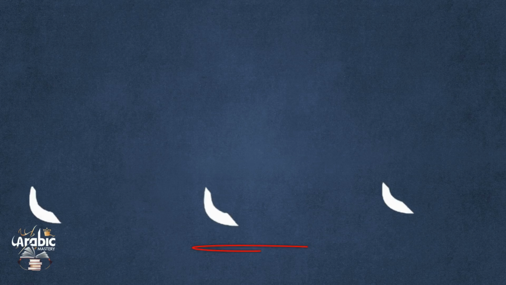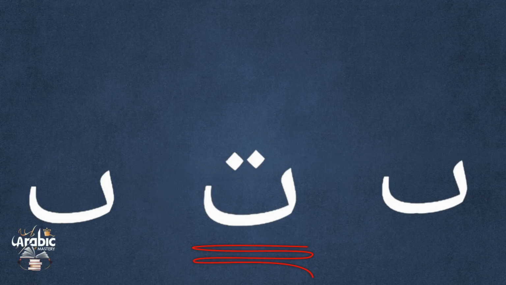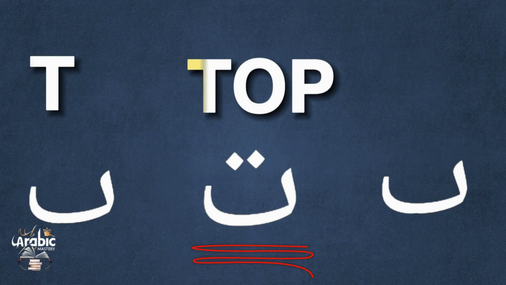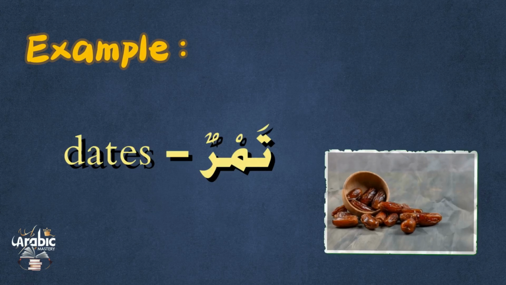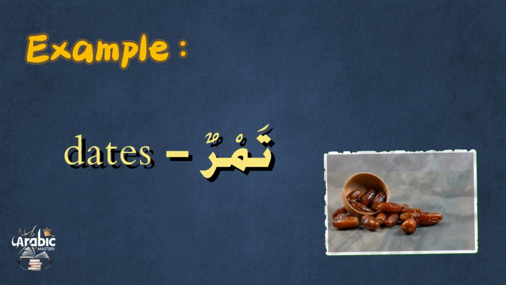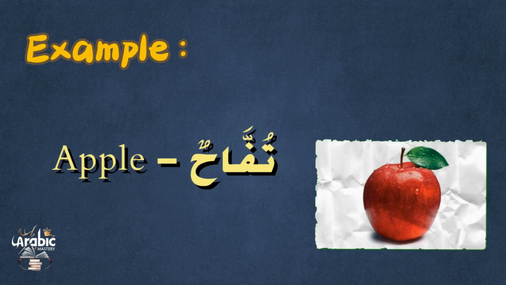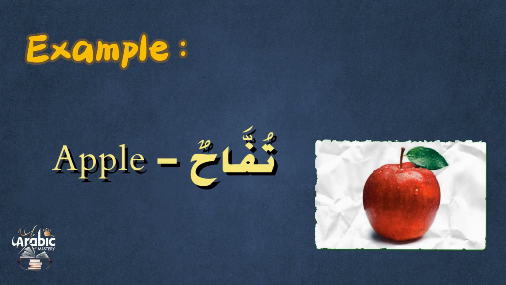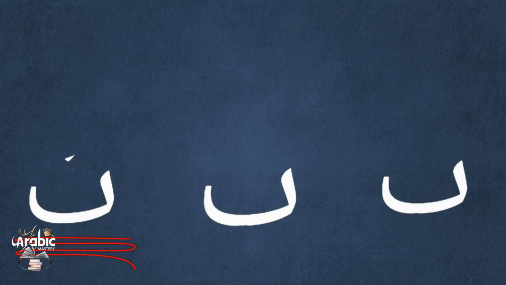Next is Ta. Place 2 dots above it. Its pronunciation is similar to the English T sound in top. For example, tamr, tufah.